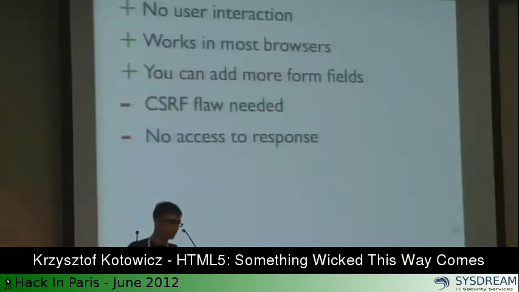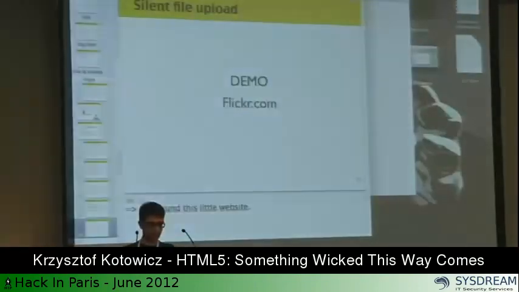Of course, this requires a cross-site request forgery vulnerability in a website. So if a website accepts files or accepts forms in general without a certain unique token that is not known to the attacker, well, we can use that trick. What is also important, we don't get access to the actual response from the server. So we're simply sending a blind request with the file uploaded, and let's hope for the best that the file actually got submitted.